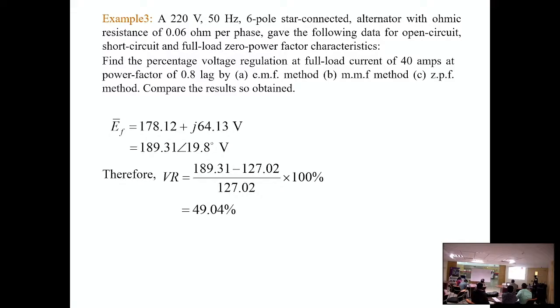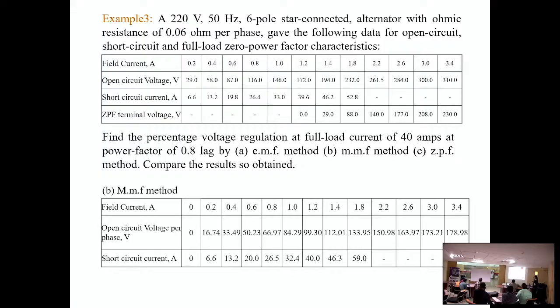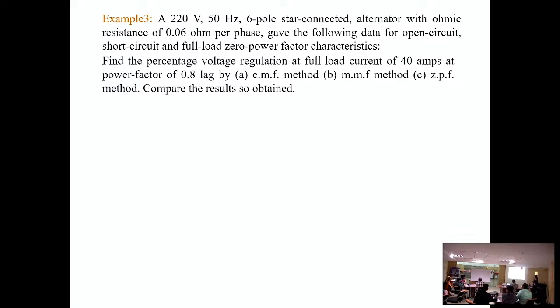So next we will go for the second method, that is the MMF method. For the MMF method we require the same two characteristics. So this is the open circuit data, per phase values, and this is the short circuit current. Line voltage and line current are the same because it is a star connected alternator.